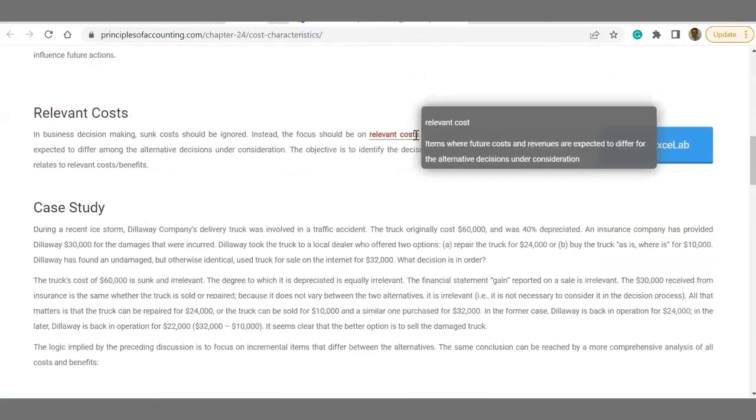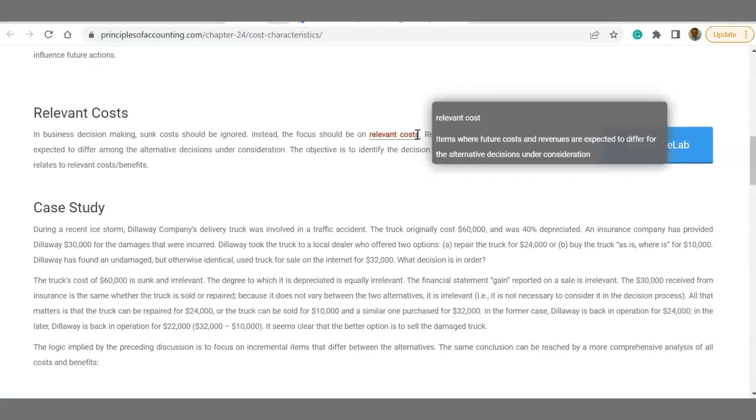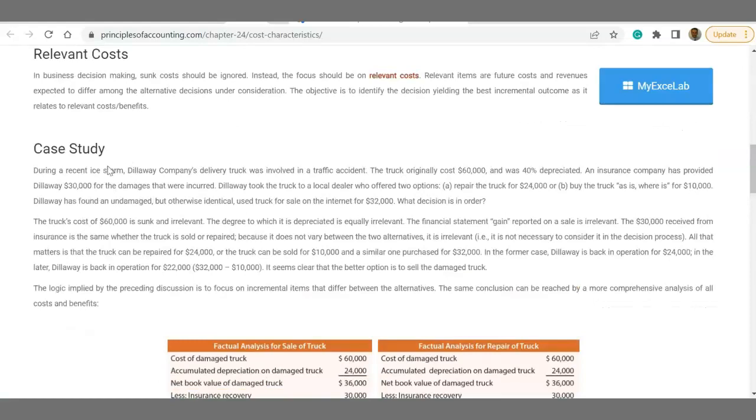So what is the relevant cost for any manager to look at? It's an important cost that is relevant to the decision making. Items where future costs and revenues are expected to differ from the alternative decisions under consideration. So it's a dollar amount that you need to look at very carefully. That's a relevant cost because it's going to make a difference. Okay, so here we have a case study.